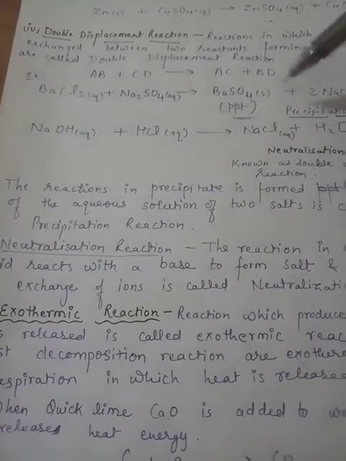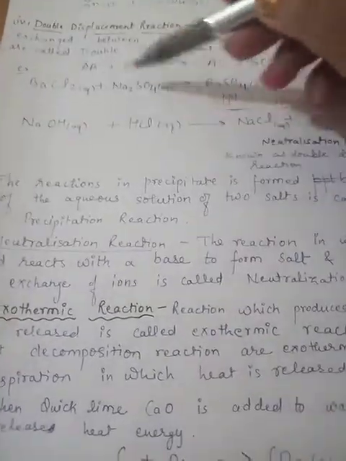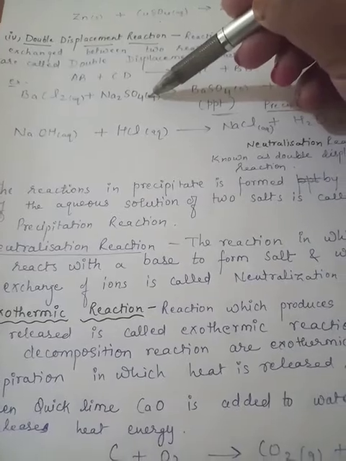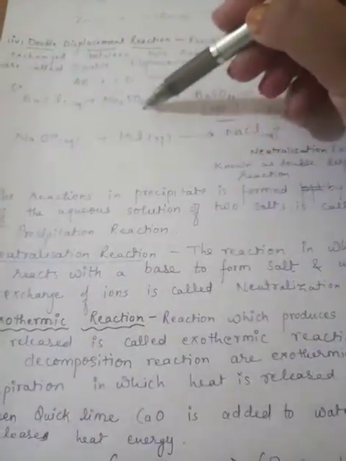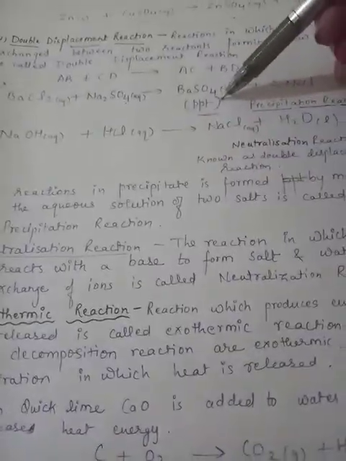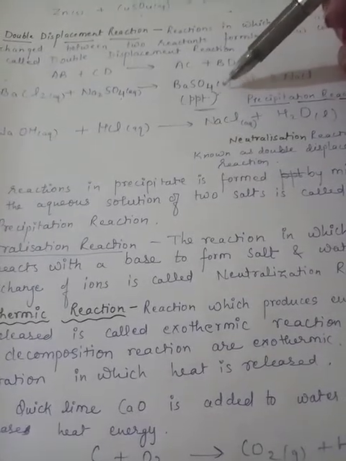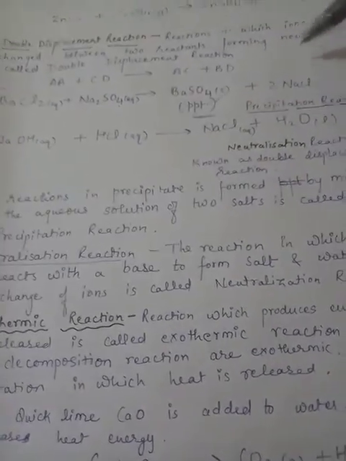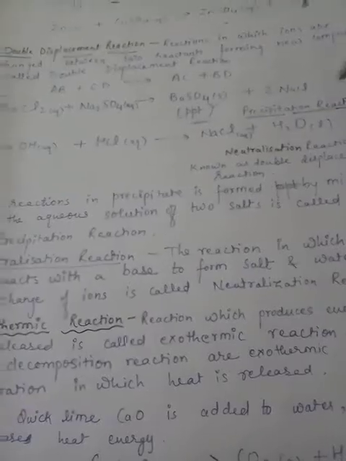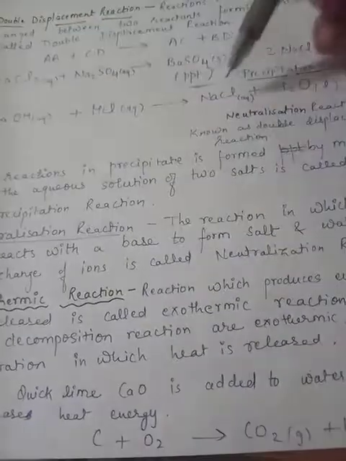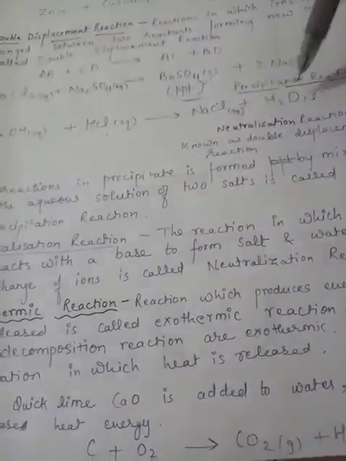What is a precipitate? We have taken two aqueous solutions of these two salts. When these two are mixed, an insoluble precipitate, that is PPT, is formed, and the soluble sodium chloride is there in it. Another one, NaOH plus HCl, sodium hydroxide and hydrogen chloride, gives sodium chloride and water is released here in liquid form.